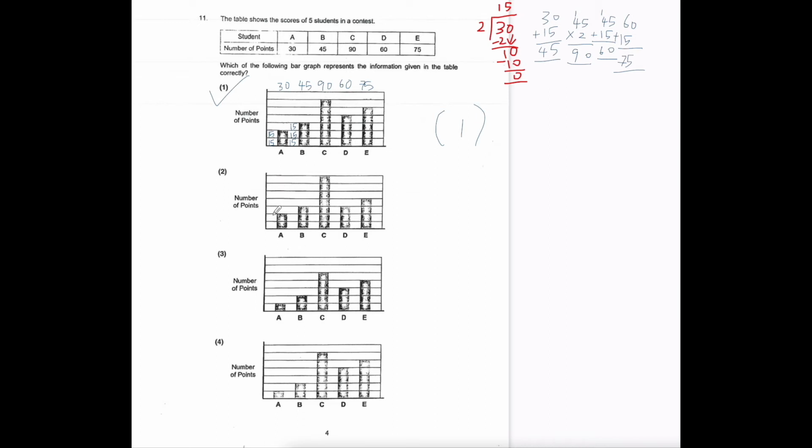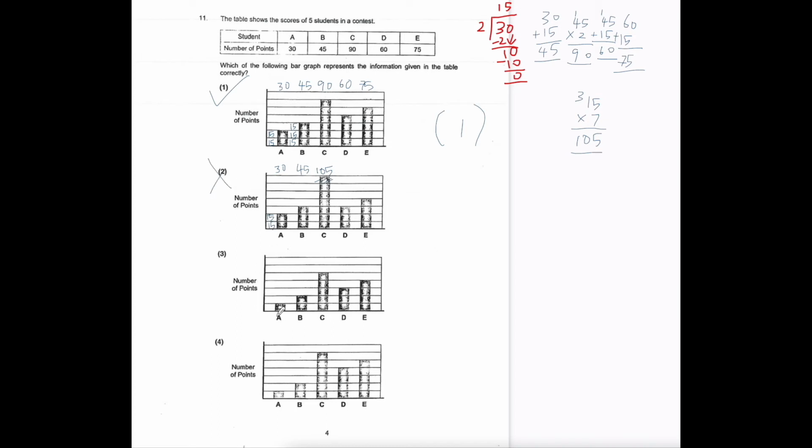So A is 15, 15 also, so it's 30. So seems like they're using the 15. And this is 15, 15, 15, so it's 45. So, okay, the problem lies here. 1, 2, 3, 4, 5, 6, 7. So 15 times 7 is 105. So that's why this is not the answer. Okay, because there's an extra space here. Okay, that's why this is not the answer.